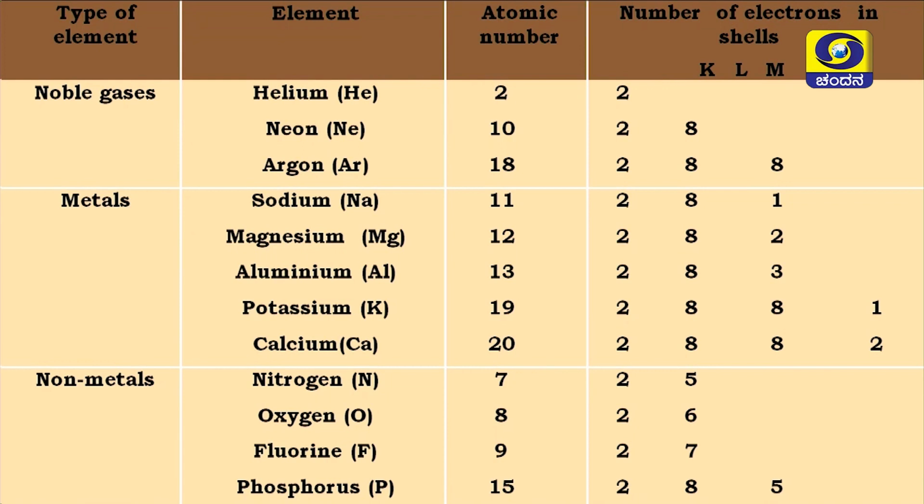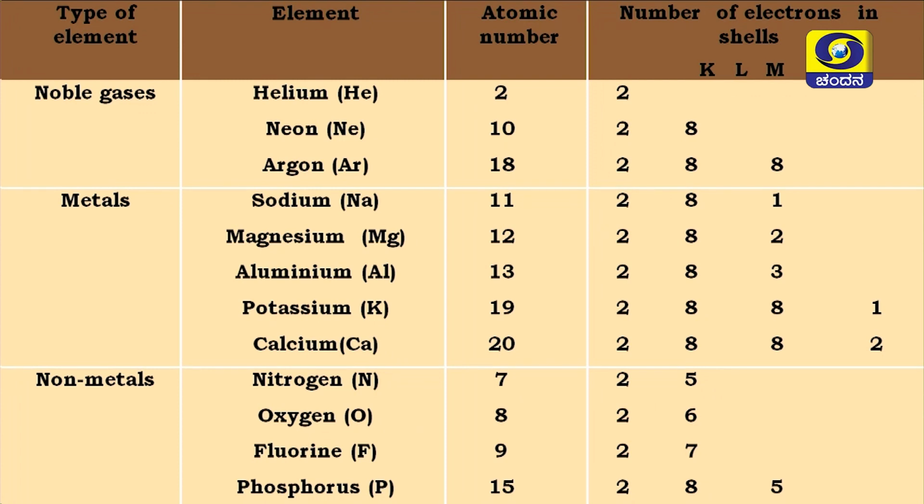Now you can see here the electronic configuration of helium, which is 2, the atomic number is 2, the number of electrons is 2. Neon is 10, 2 and 8, argon 18, 2, 8 and 8. Now coming to the metals, sodium is 11, 2, 8 and 1, magnesium is 12, 2, 8 and 2, aluminium 13, 2, 8 and 3, potassium is 19, 2, 8, 8 and 1, calcium 20, 2, 8, 8 and 2.